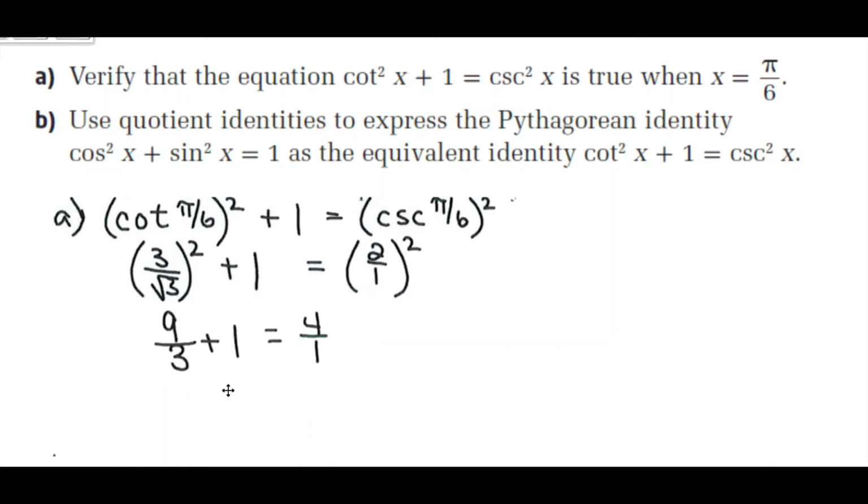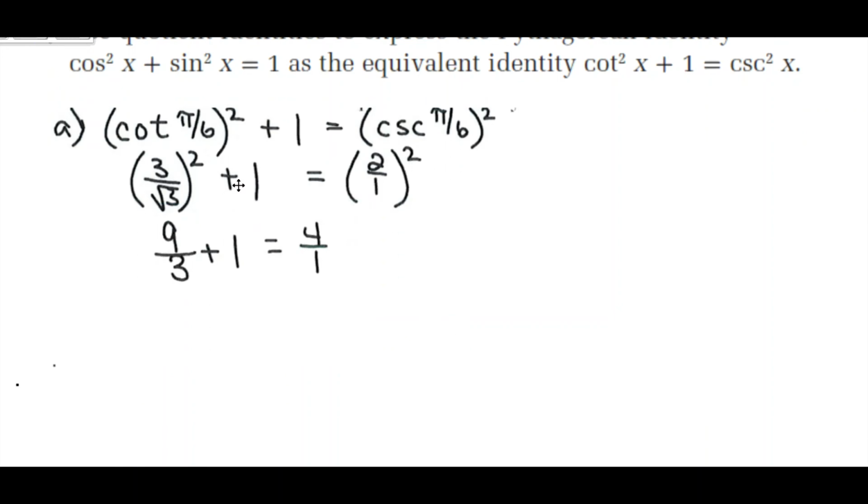So just a refresher on how we square fractions. We'll square the top and the bottom separately. So 3 squared is 9, and root 3 squared leaves us with 3, plus 1 equals 4 over 1. 3 plus 1 equals 4, and woohoo, 4 is equal to 4. So basically what we found is that, yes, this works for pi over 6. We don't know necessarily that it'll work for every other number, but we do know that that one is going to work here.